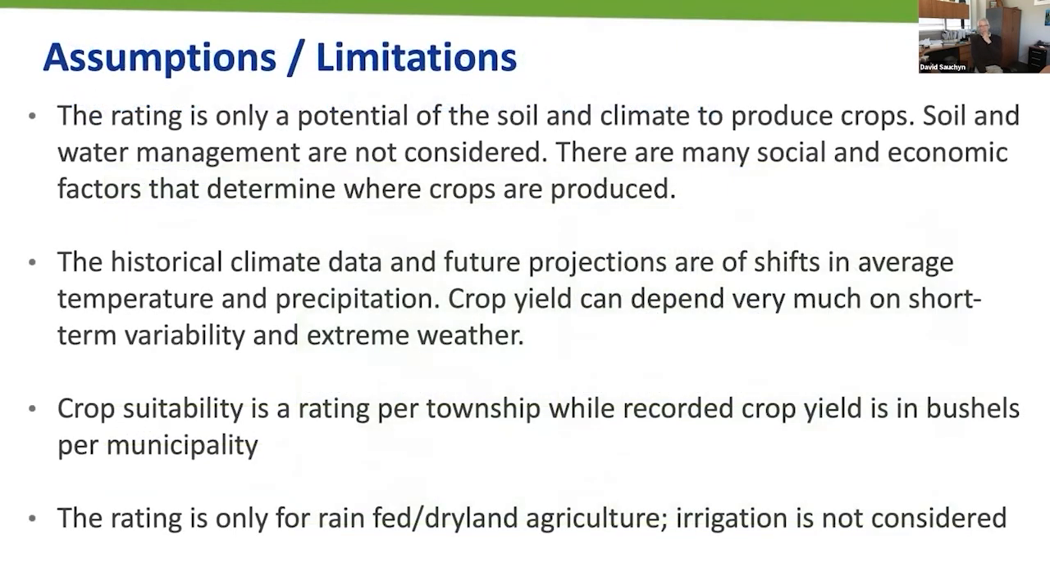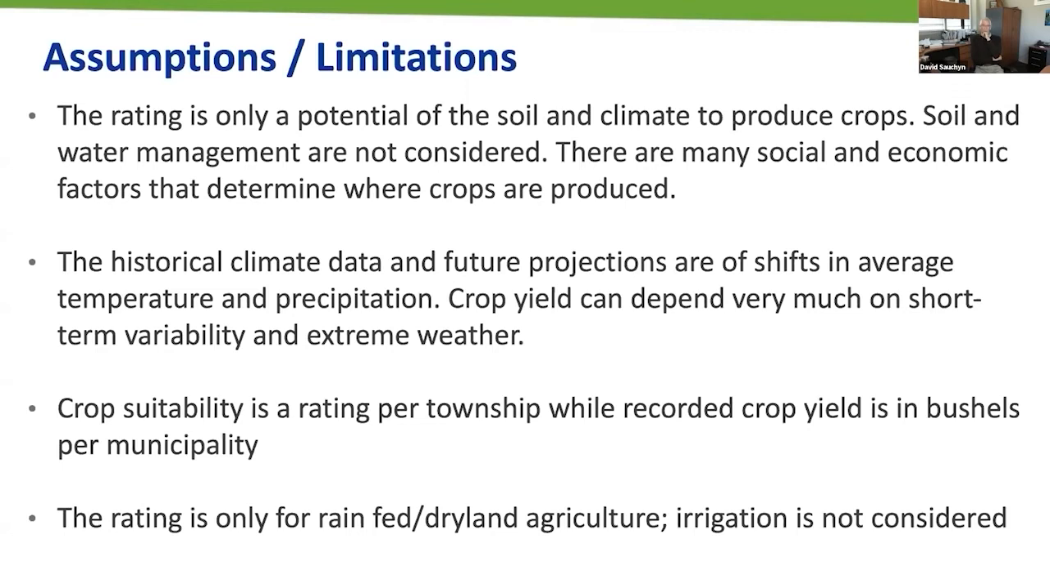But first of all, I have to note that there are some fairly major assumptions and limitations with this kind of work. We're only talking about the potential of the soil and climate to produce crops. It doesn't consider soil and water management or adaptation, or all the various social and economic factors that determine where crops are produced. Land can be suitable for producing a certain crop, but farmers in that region choose for various reasons not to seed that crop.